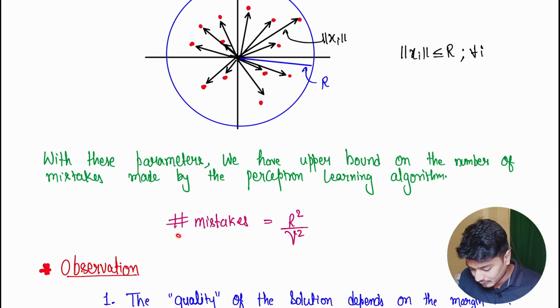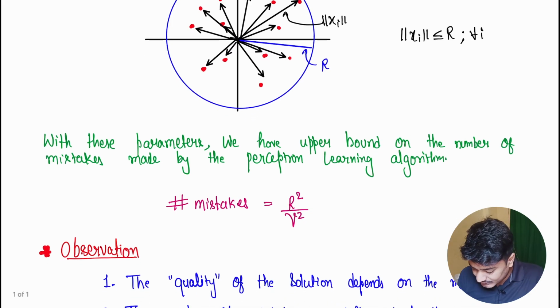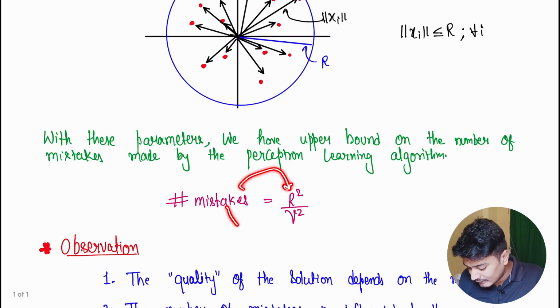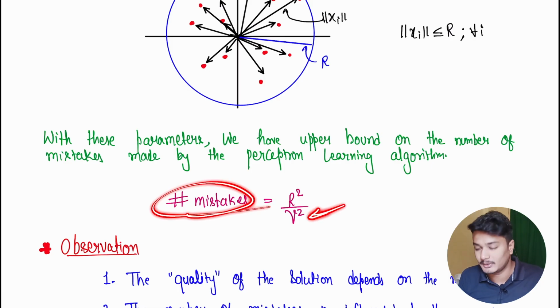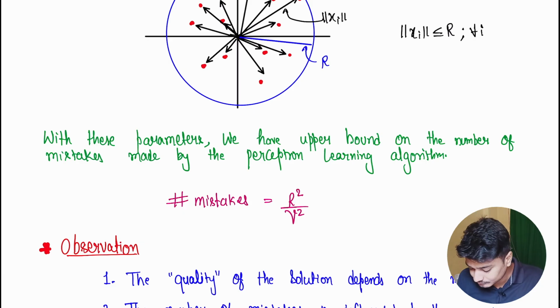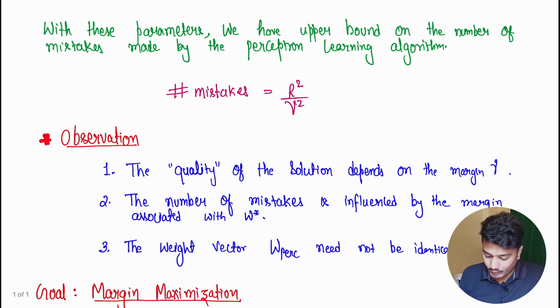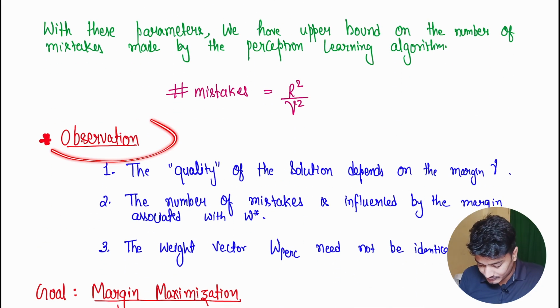That is, the number of mistakes depends directly on R squared, the radius, and on gamma squared, where gamma squared is basically the margin. The number of mistakes is directly proportional to R squared and inversely proportional to gamma squared. That is, if the margin is greater, the number of mistakes will be less. And if the radius is greater, the number of mistakes will be greater. That is obvious, right?